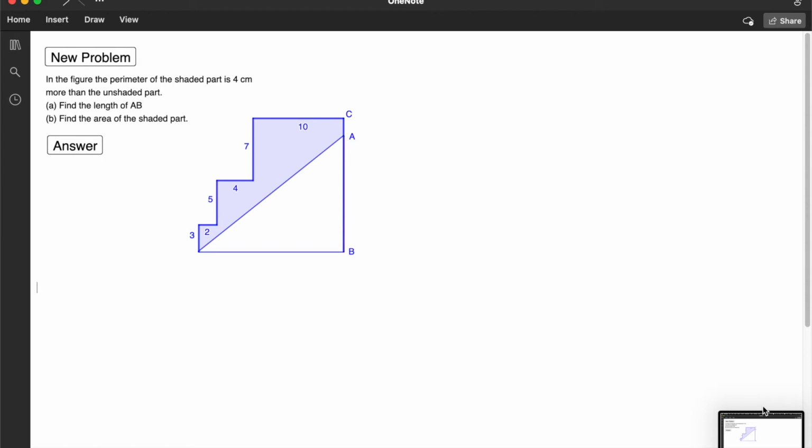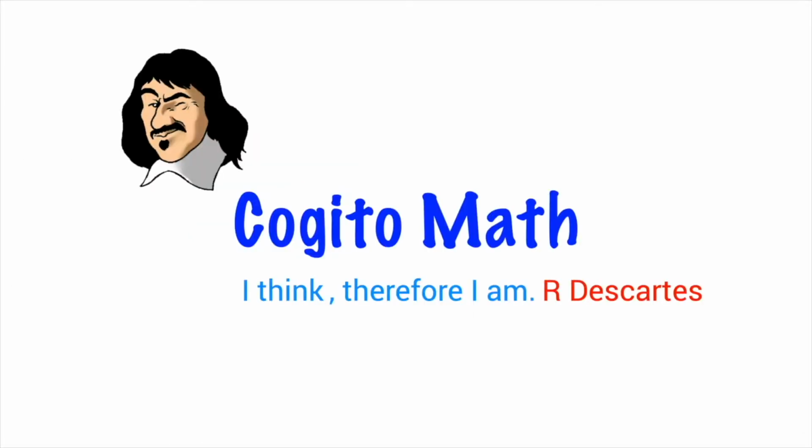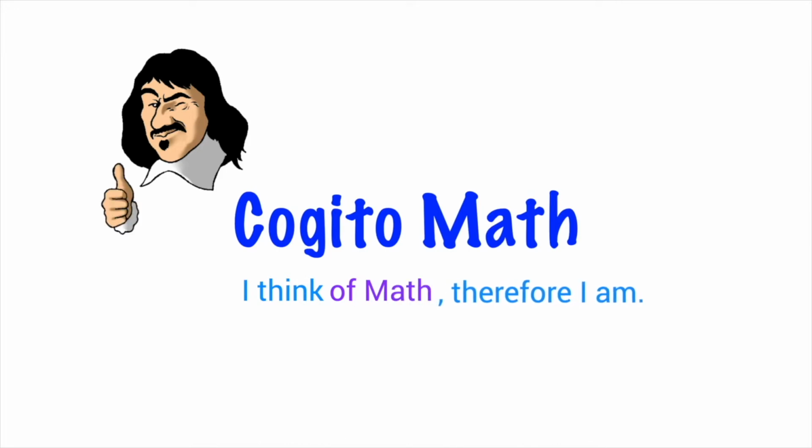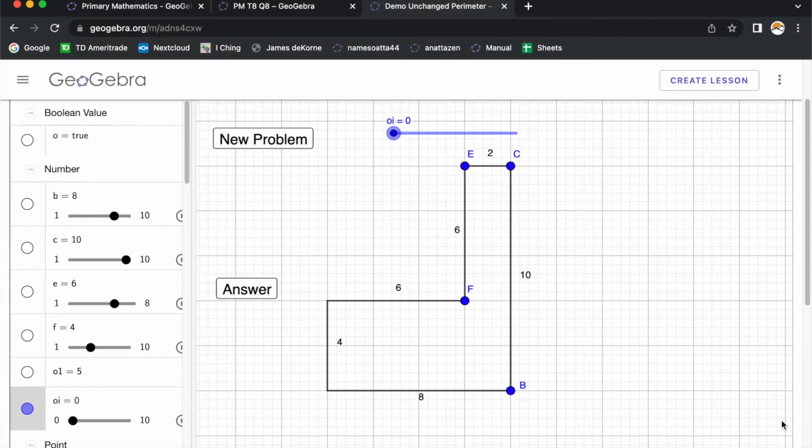Hello everybody. In this video we're going to learn how to solve this past PSLE math question, the so-called perimeter problem. Before we proceed to tackle the problem, there is something that you need to know, which I'm going to demonstrate using this simple simulation. You can see from the diagram that this is like a step figure.